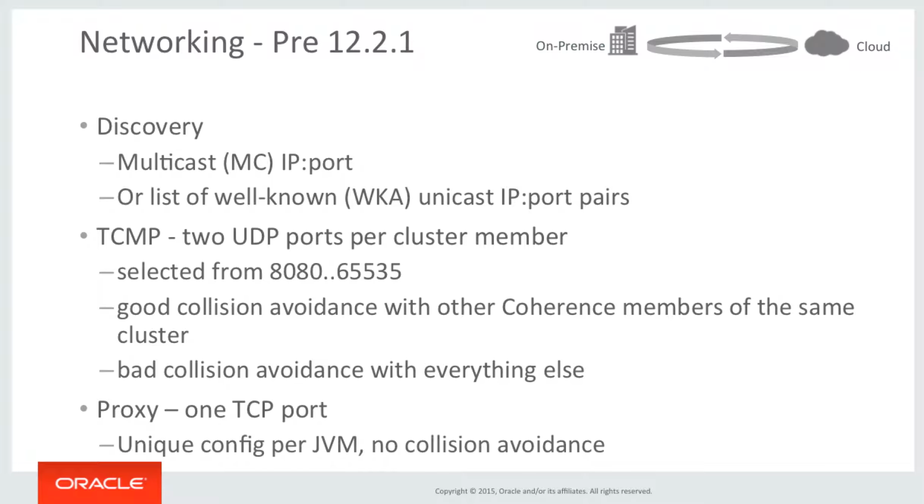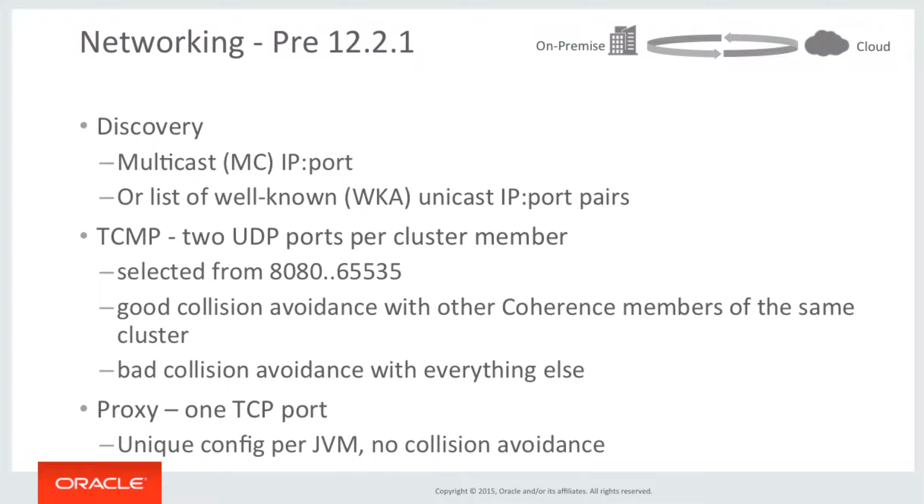So let's start by talking about networking. And in fact, let's talk about networking and coherence in older releases, pre-12.2.1. So first we had cluster discovery, and that was done in one of two ways. You either had the cluster discovery running over a particular cluster address and port, or you used the well-known address feature of coherence, which was you configure the cluster with a series of IP address port pairs where coherence can look for cluster members in order to join the cluster without needing any multicast.